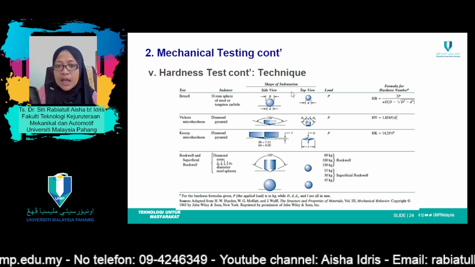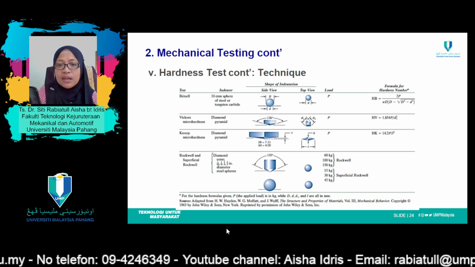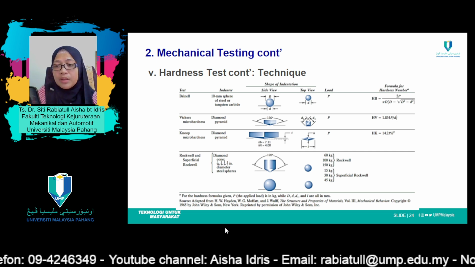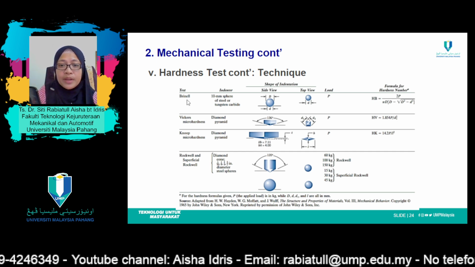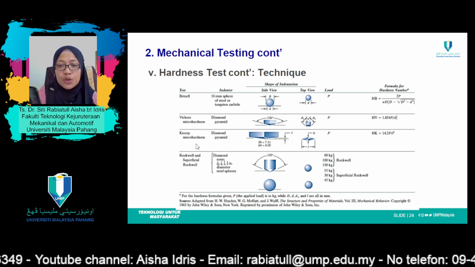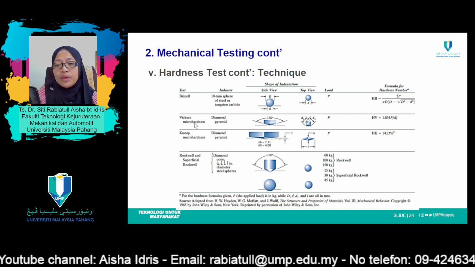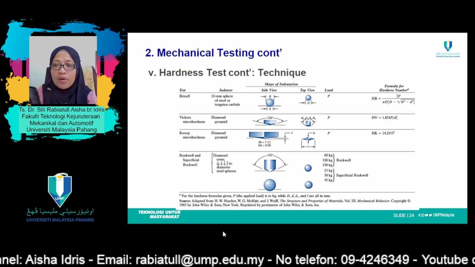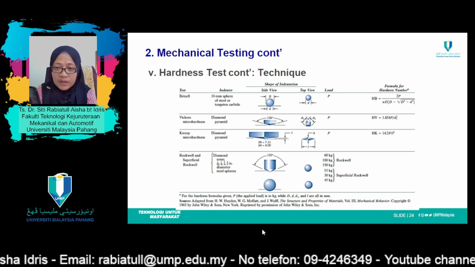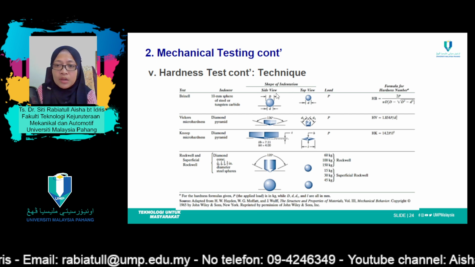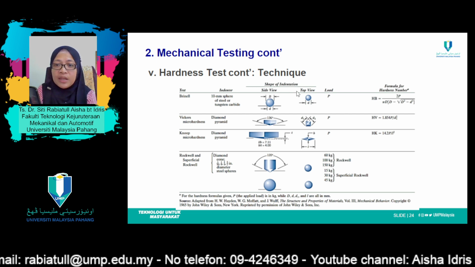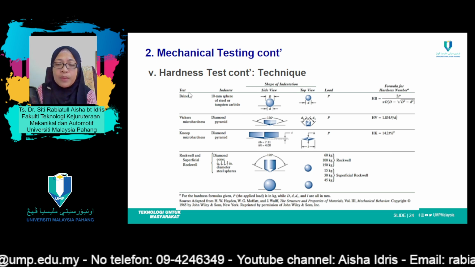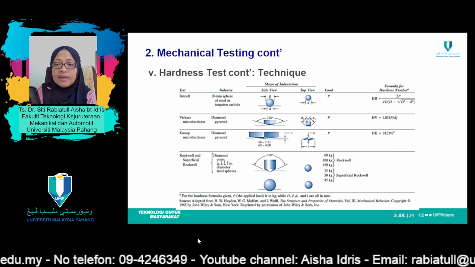This slide summarizes the techniques which are available in the market, for example Brinell, Vickers, Knoop, Rockwell. So you can see the differences of each technique for hardness test over here. Even the shape of the indentation itself is different among the test techniques.